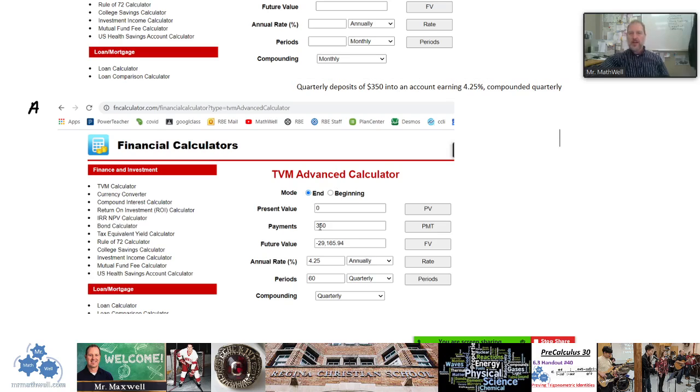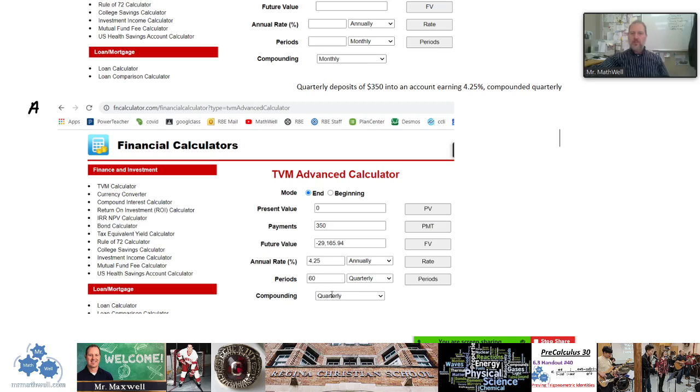Payments of $350. Now notice you can do the negative $350 as I mentioned in the last video, or positive. It doesn't really matter. The percent is going to be 4.25, and that's annual. Now the compounded quarterly. Okay. So here's compounding quarterly. All right.